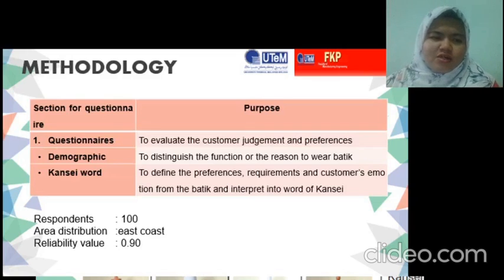This section is for the questionnaire. We construct the questionnaire because we want to evaluate the customer judgment and preference. So in the questionnaire, we put demographics and keywords. In the demographics, we make a section because we want to distinguish the function or the reason why people like to wear batik.